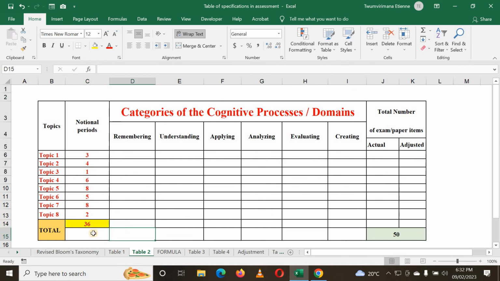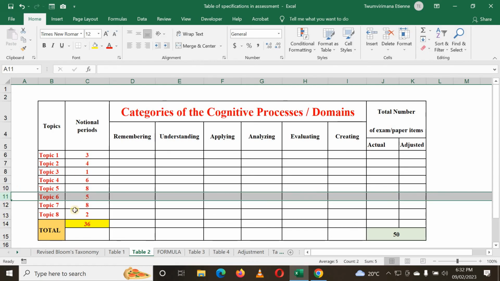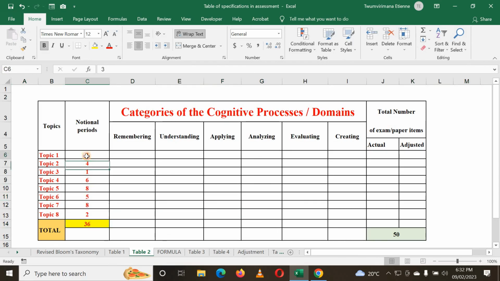There is a total of all periods. If you have chosen maybe 6 topics to assess on, you add up to 6. You add the number of periods that are assigned to every topic. And then finally you add them. Here you see if you add this and this up to the last one, you have 36 periods. All these chapters, all these units, all these topics have 36 periods. I think now we're going to go together.